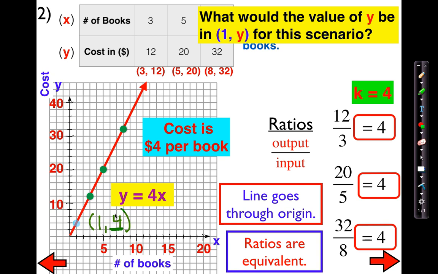So there are several ways. You can, of course, read a graph, specifically look for 1 comma k. You can see it in an equation. You can see it by checking the ratios like we've done here. So note that there are several ways to find the constant of proportionality.